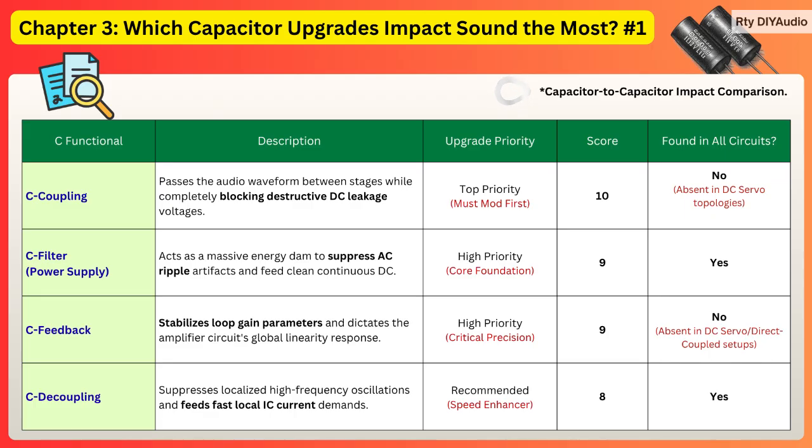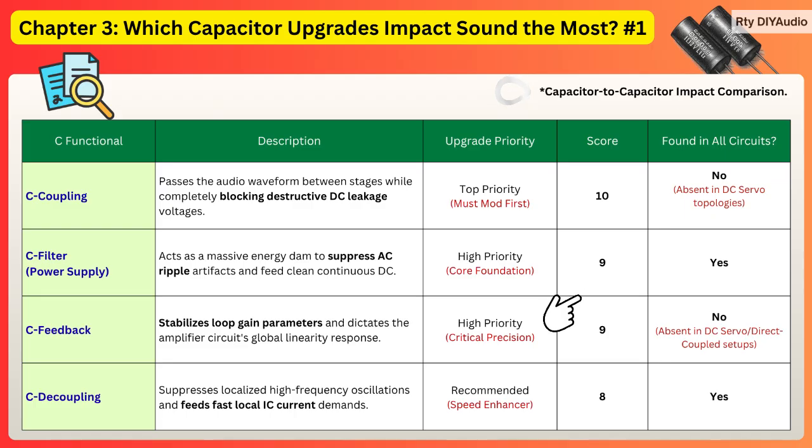Look at the matrix carefully. Sitting at the absolute apex with a flawless score of 10 out of 10 is your C coupling stage. This is your top priority that you must modify first, because it masterfully passes the entire analog audio waveform between amplification stages while completely blocking destructive direct current leakage voltages. This node is absent only in complex DC servo topologies.